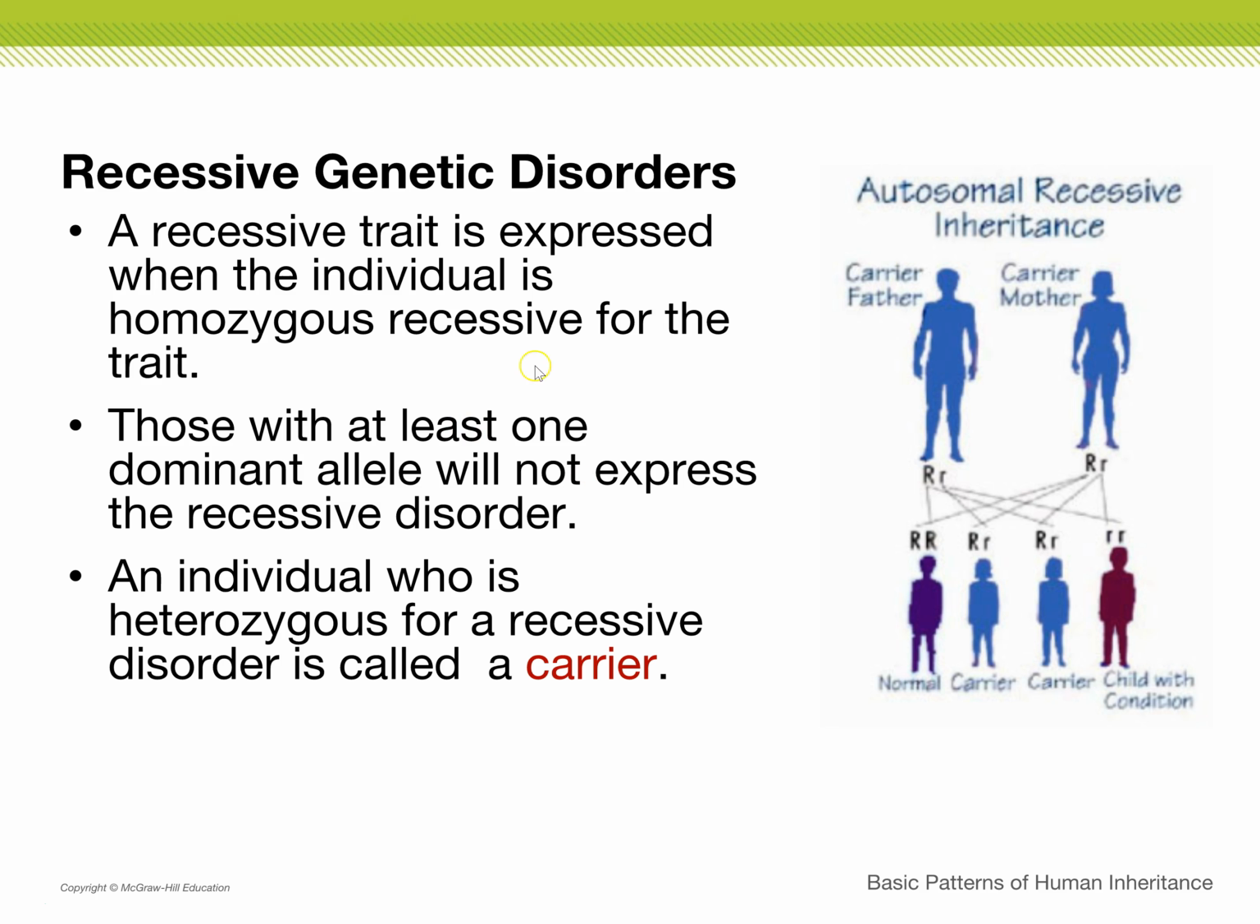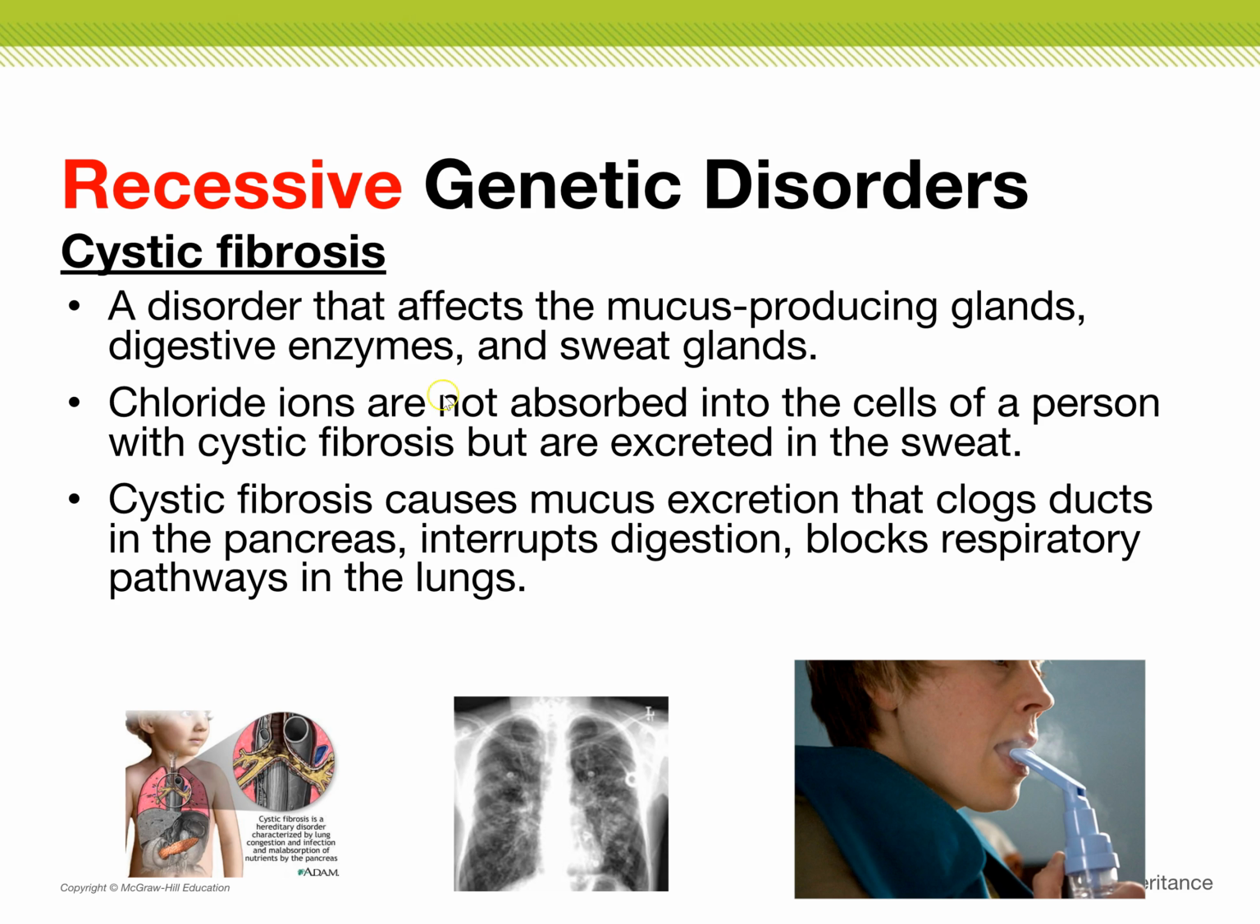So whatever this disorder is, both the mother and the father up here were carriers. So they have a 25% chance of having a child with whatever that recessive condition is. They have a 50% chance of having a carrier, and then they have a 25% chance of having a completely normal child that doesn't have the gene for that disorder. So that's a recessive genetic disorder.